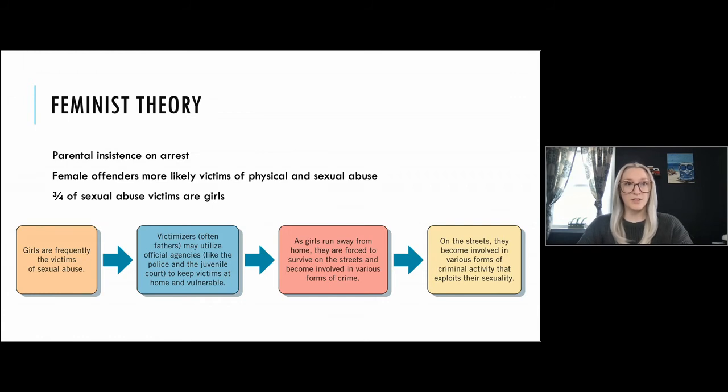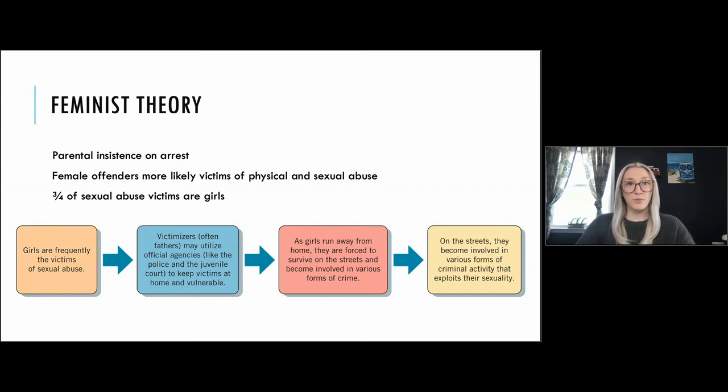So we then have this process here of the feminist theory, and I just thought the graphic was easier to understand. So we have here that girls start out by being frequently the victims of sexual abuse. Those victimizations are sometimes from the father, and the victimizers, who are typically the fathers, can then utilize social service agencies to keep control over the victim and keep them in the home.